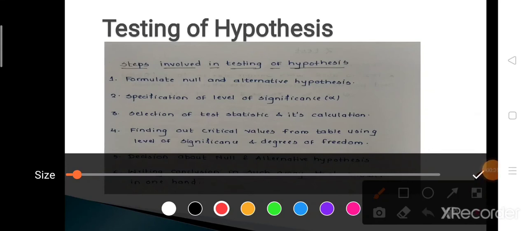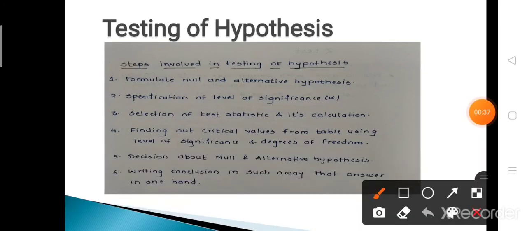Now the next step is specification of level of significance. Level of significance is denoted by alpha. The third step is selection of test statistic and its calculation. Today's test is the student t-test, so the test statistic is denoted by T. And in the Z test, the test statistic is denoted by Z.